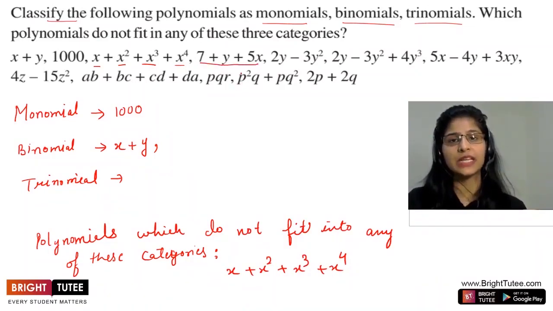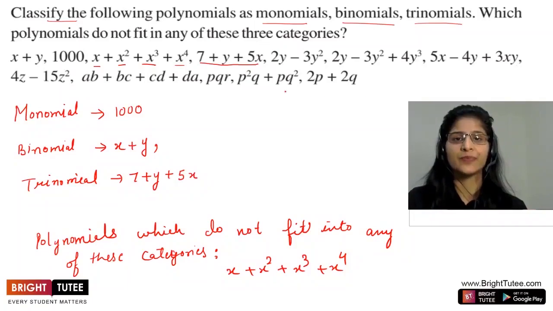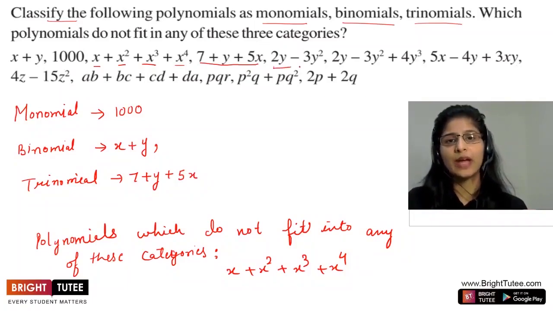How many terms do we see? 3 terms. So it is a trinomial. 7 plus y plus 5x. The next one is 2y minus 3y square. So it is using 2 terms. 2y minus 3y square. Hence it is a binomial.